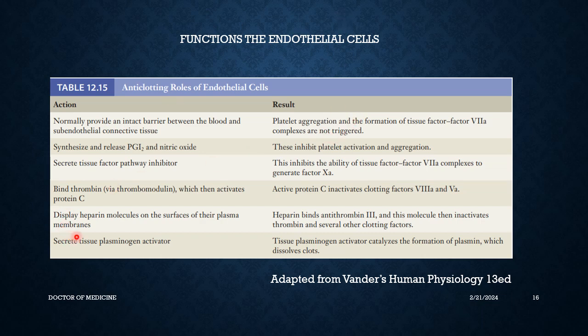Endothelial cells will also display heparin, which acts as a cofactor to the anticoagulant antithrombin 3. So heparin will elicit the activities of antithrombin 3. Lastly, endothelial cells will also secrete what we call tissue plasminogen activator. The tissue plasminogen activator is normally inhibited by a specific inhibitor. This inhibitor is inactivated by protein C.